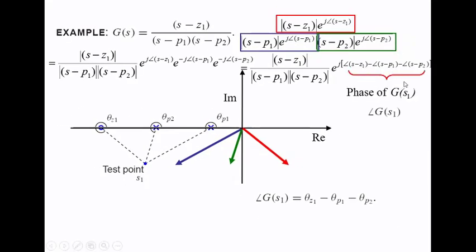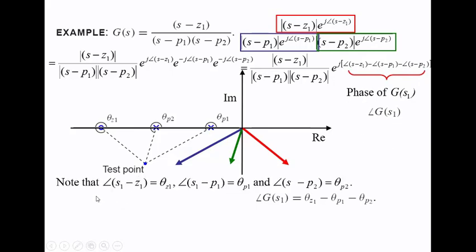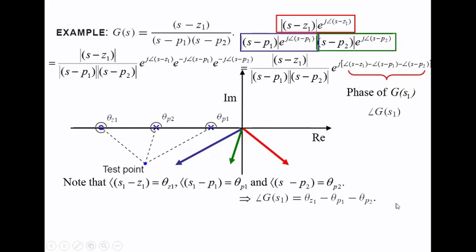And this is representing the phase of g of s1. We can call this the phase of g of s1, or the angle of g of s1. Now, the angle of s minus z1 is theta z1, the angle of s1 minus p1, the angle of pole 1, is represented by theta p1, and the angle of pole p2 is represented by theta p2. This formula can be rewritten as angle of g of s1 is equal to theta z1 minus theta p1 minus theta p2. So now it's clear why we were writing this formula.